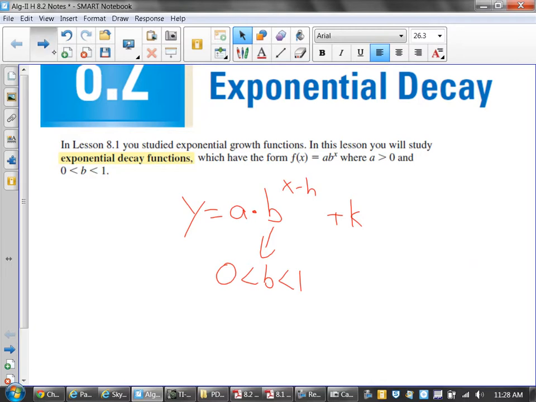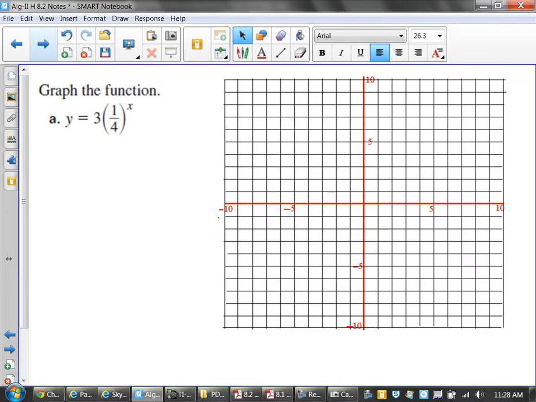So let's look at an example to start with graphing. What I'm going to do here is just start with a plain, boring one. Nothing too fancy, just an a and b without the shift. And then we'll do one with the shift and go on our own merry way.